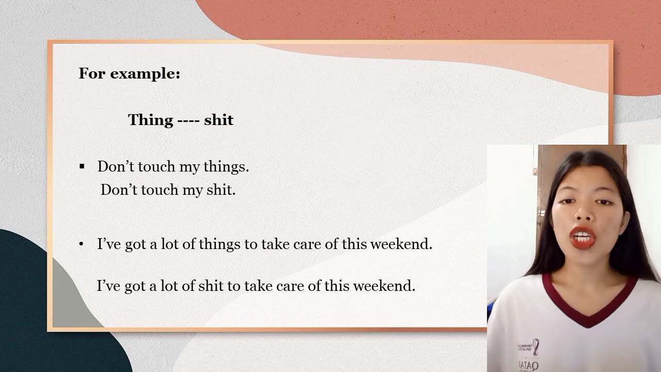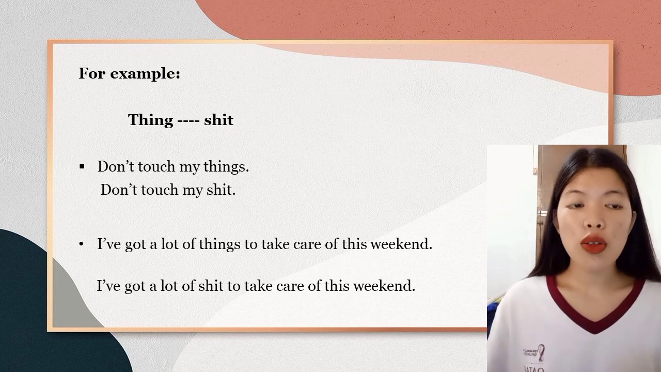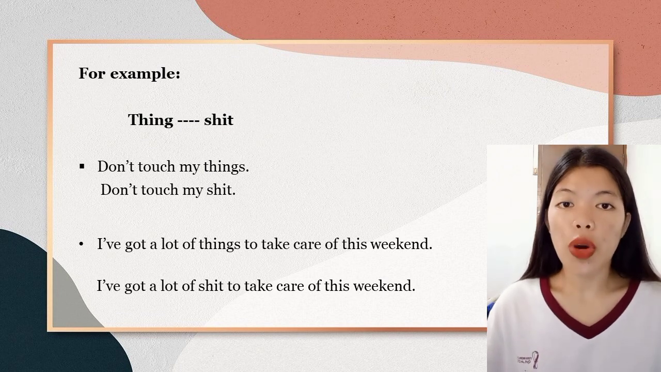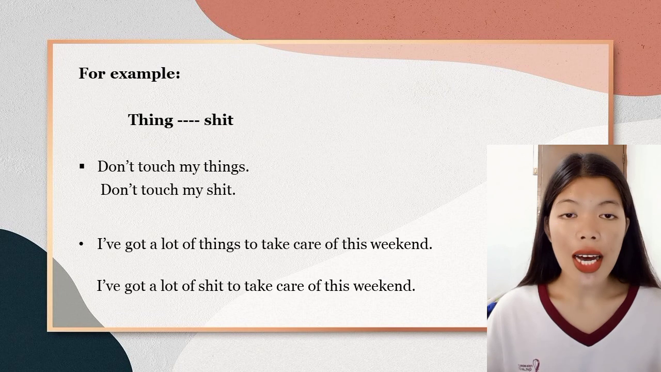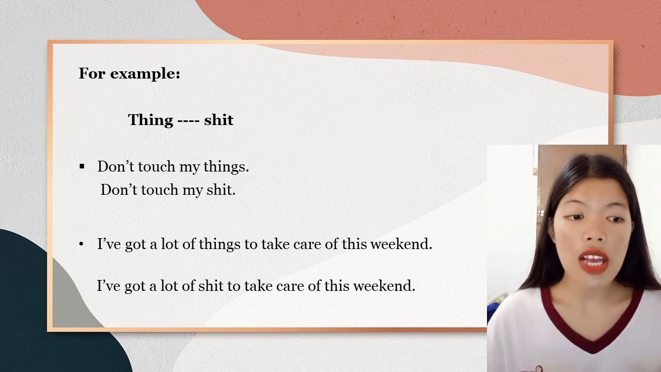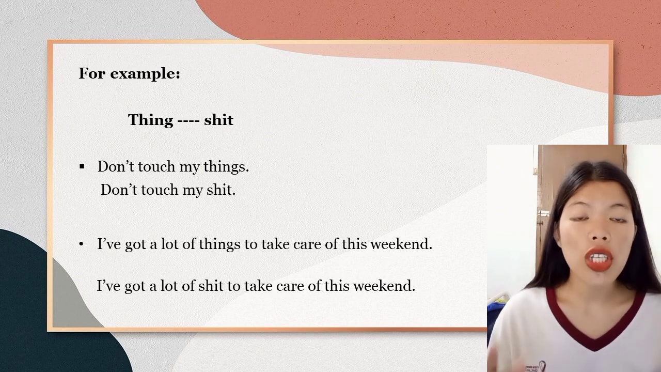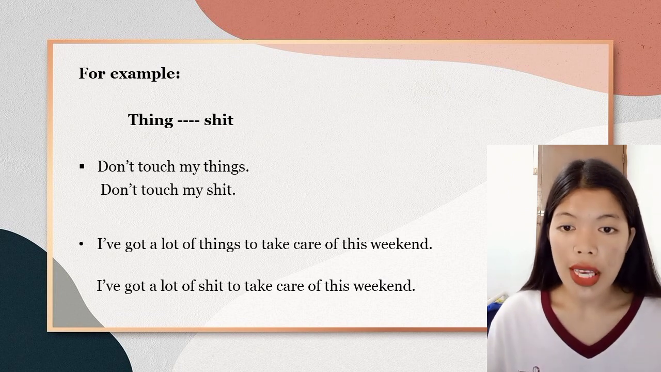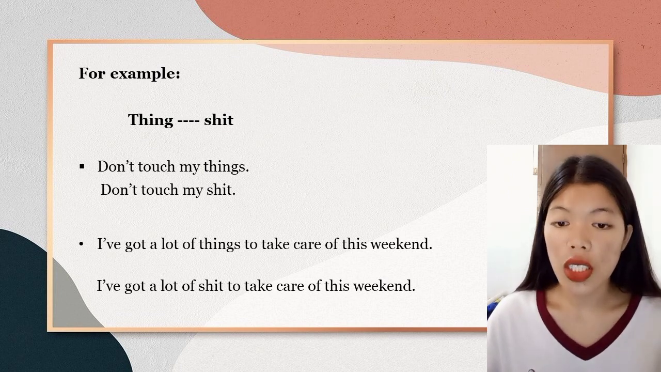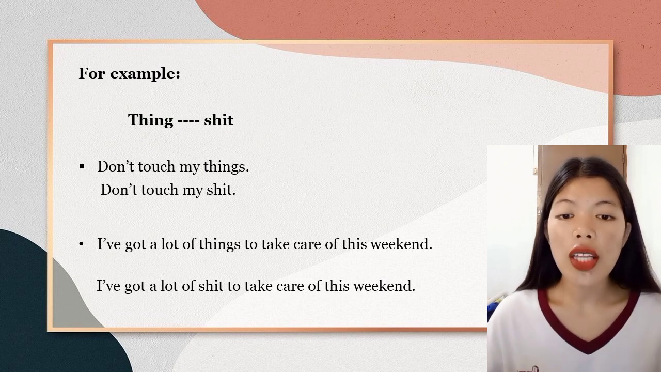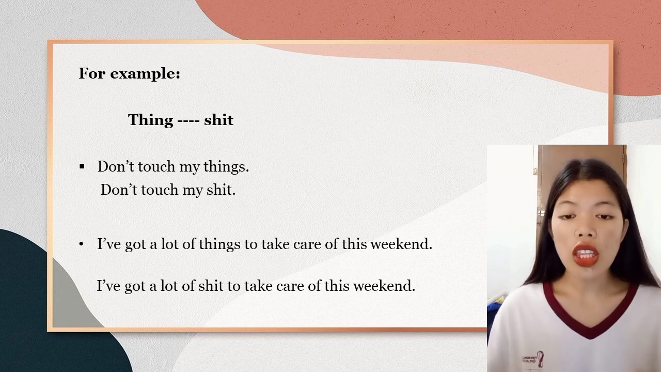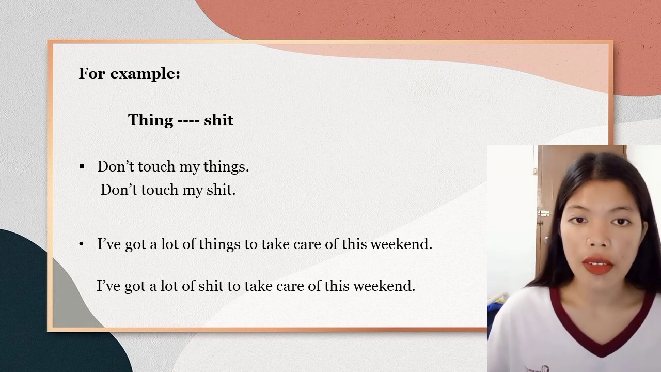For example, the words thing and shit. The word thing used to refer to an assembly or council, but in time it came to refer to any thing. While in modern English slang, the same development has been affecting the word shit, whose basic meaning is feces, has broadened to become synonymous with thing or stuff. So for example, don't touch my things became don't touch my shit. Second example, I've got a lot of things to take care of this weekend became I've got a lot of shit to take care of this weekend.